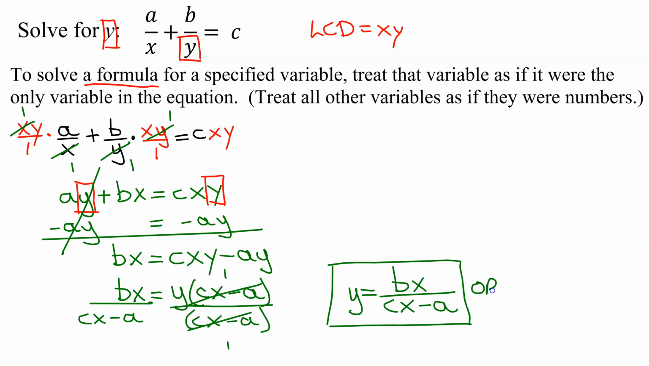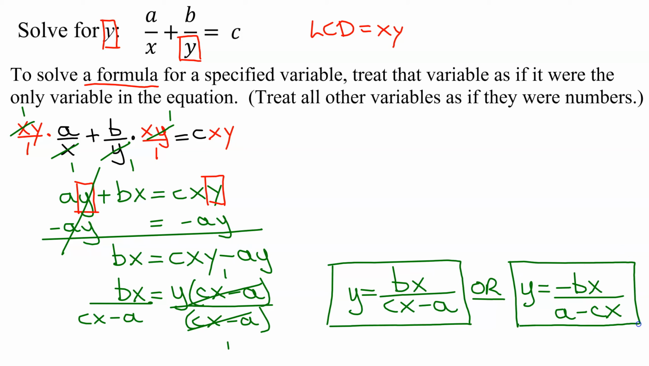But one thing I wanted to point out is if you'd have collected your y's on the left-hand side, you would have got an equally correct answer of y equals negative bx over a minus cx. Both of those are totally equivalent answers.